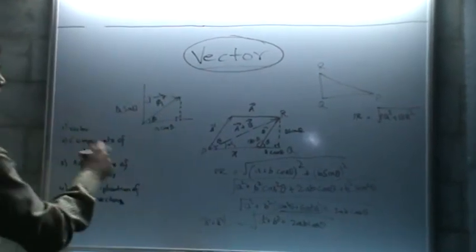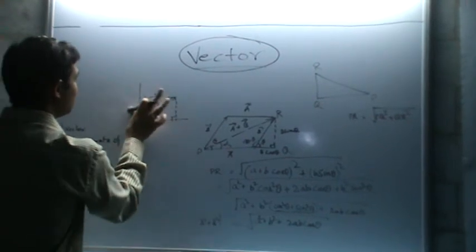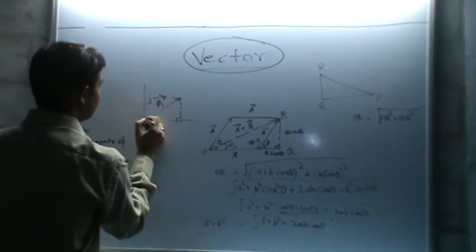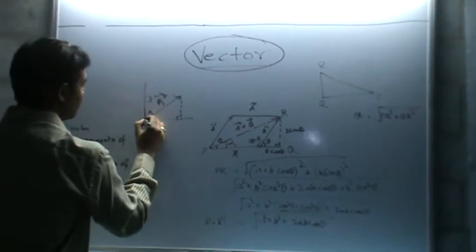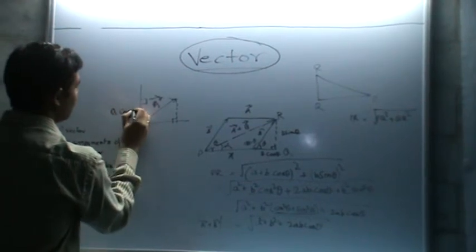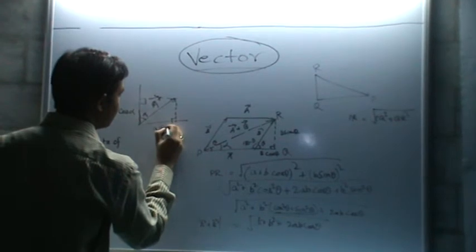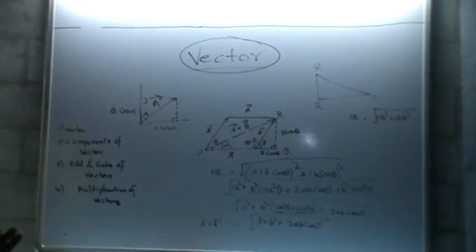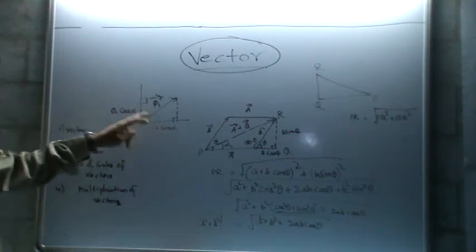Very important. Similarly, you can change it. Let's say this angle you don't know, you have this angle as alpha. What will happen? This component is A cos alpha. This component is A sin alpha. Very simple. I hope everyone can make out A cos alpha, A sin alpha.